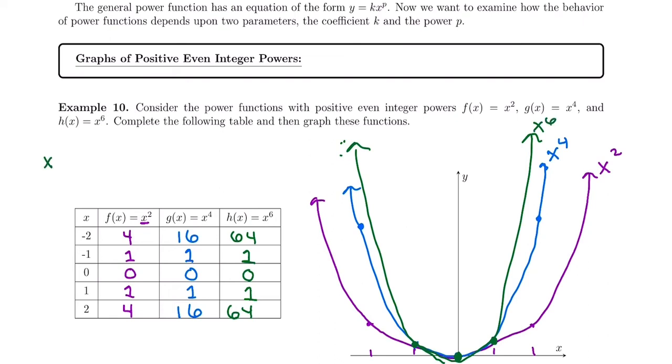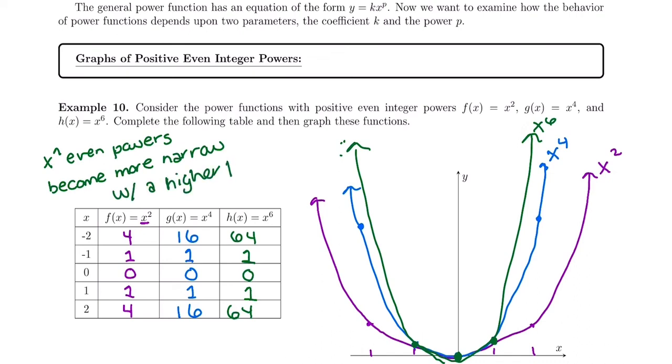So these are x to even powers that become more narrow with a higher power. That's the only difference: x squared is the widest, x to the fourth is a bit more narrow, and then x to the sixth is going to be more narrow than that because it's going up really quickly to each side.